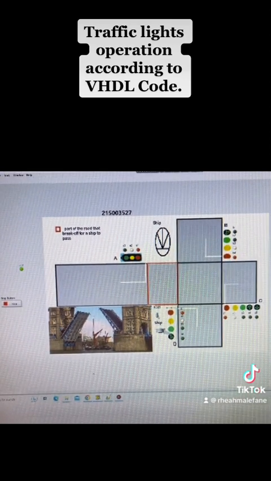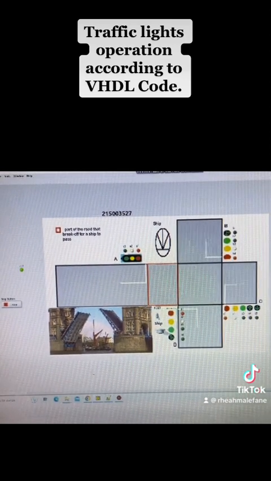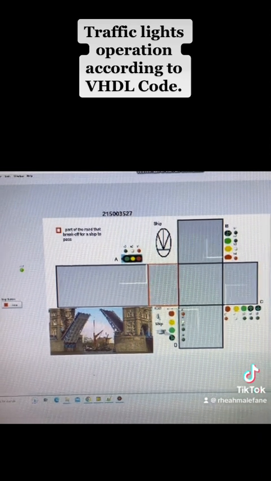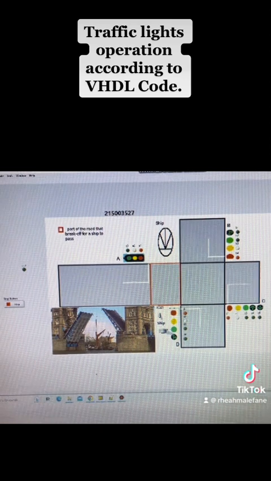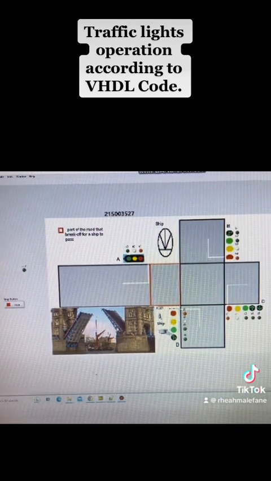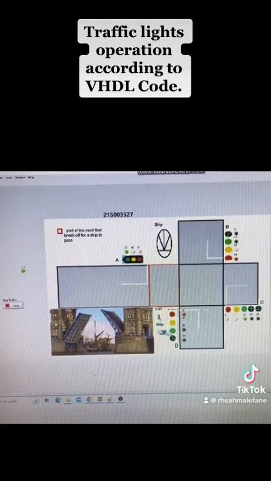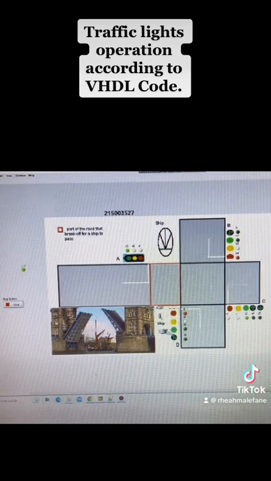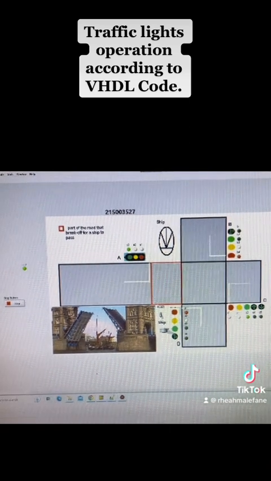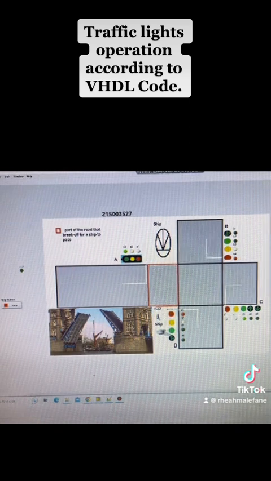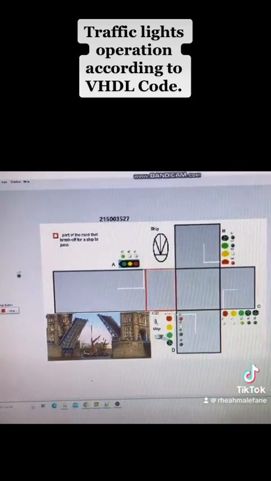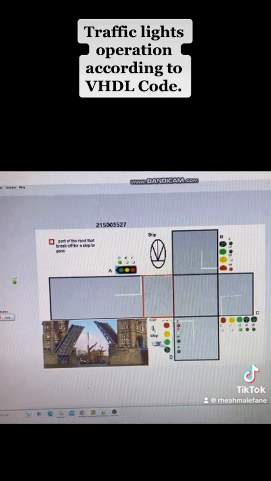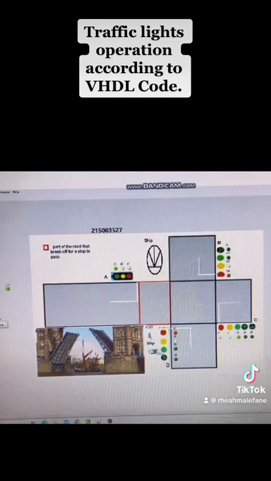Then later, A1, B4, C1, and D1 will be high. Then back to our normal operation, whereby the ship has passed. A1, A3 will be high, while C3 will also be high, with D1 being high and B4 being high.